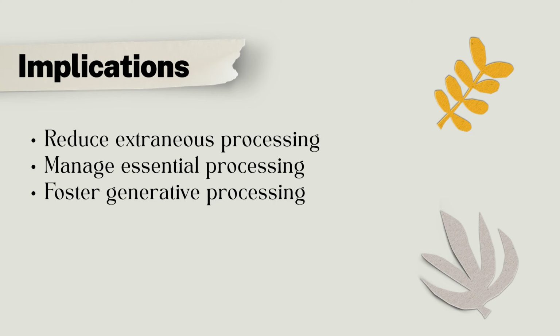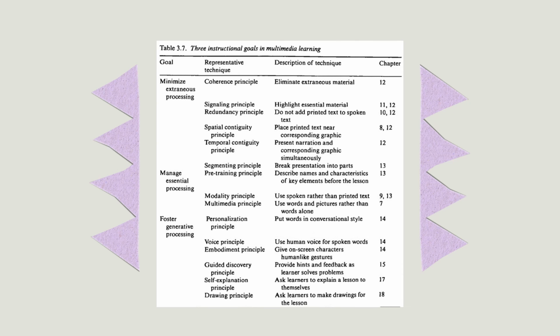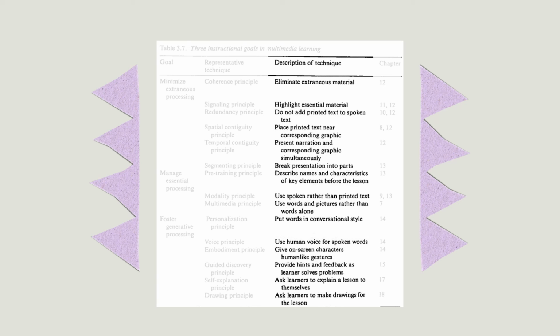The cognitive theory of multimedia learning suggests three primary goals of instructional design, which, by the way, help combat the previously mentioned learning scenarios: reduce extraneous processing, manage essential processing, and foster generative processing. For each of these goals, several techniques can be used. As seen on this table, there are several principles with a description for each technique. The techniques can serve as guidelines when designing instruction.